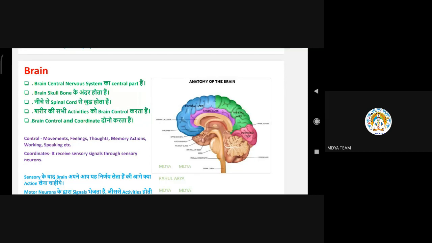Now, control means movements, feelings, thoughts, memory, actions, walking, speaking, all these are part of control. And what it coordinates, it receives sensory signals through sensory neurons and acts through motor neurons. Okay, it receives sensory information from sensory neurons and acts through motor neurons. This is the coordination of brain.